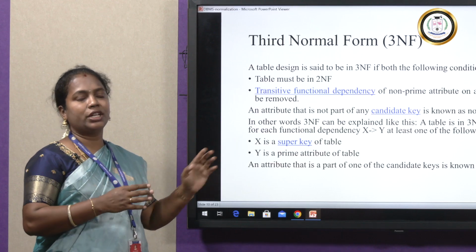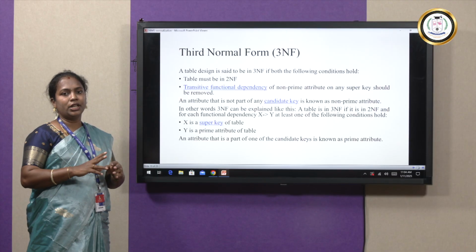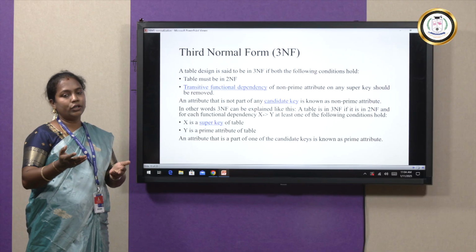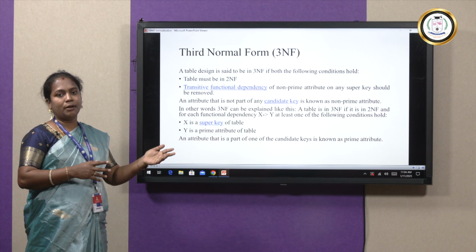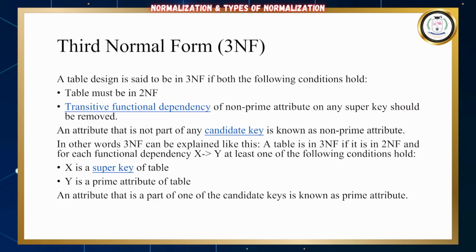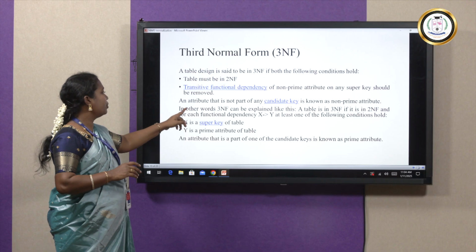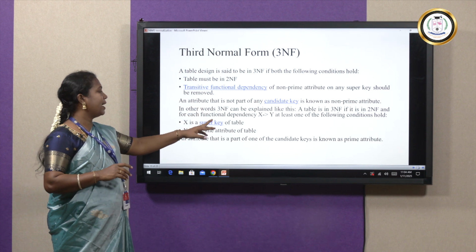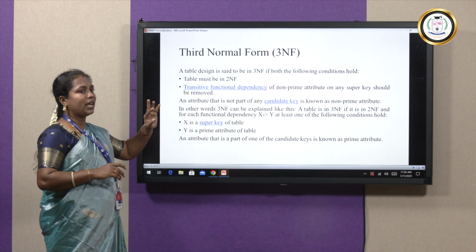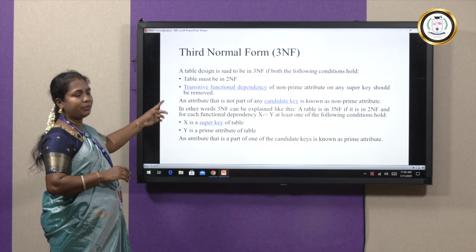Super key definition: it uniquely identifies a row in the table, and then primary key and foreign key are records in the table. This is a row in the table. These are similar variations. The transitive dependency should be removed. An attribute that is not part of any candidate key is known as a non-prime attribute. These points were already seen in the previous slide.